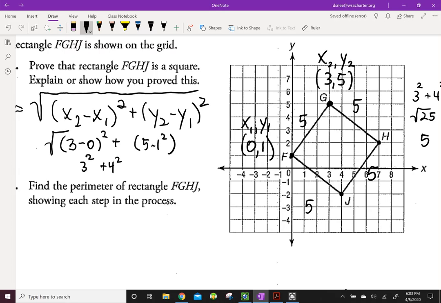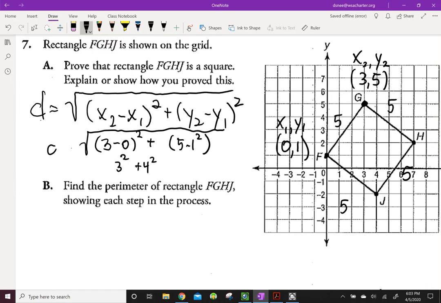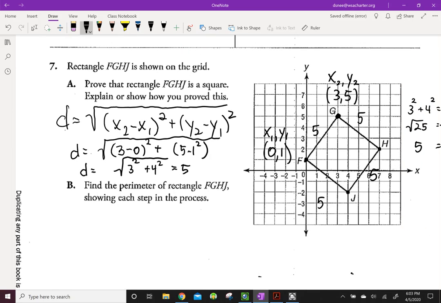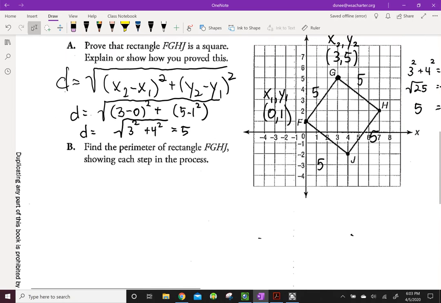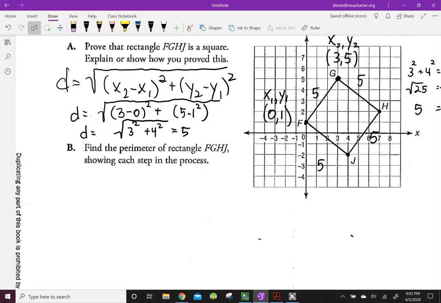And remember, we still have to take the square root of this. So again, we're finding the same thing. We're finding that the distance between those 2 points is equal to 5. Okay? Using the distance formula or the Pythagorean theorem, you find that each side is 5 units long. And you can go around and check for side GH and HJ and JF using the distance formula.